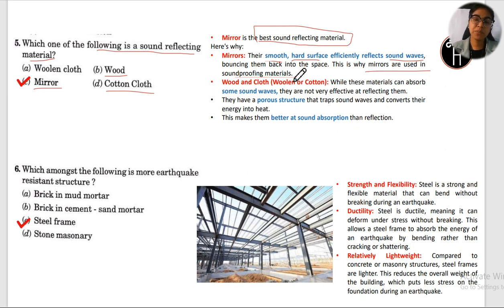But when we talk about wool or cotton, they absorb sound waves, and due to this reason they are not good reflectors. They have porous structures that trap some amount of sound waves, and then convert their energy into heat. That's why they are not good sound reflectors, but a mirror is a good sound reflector.